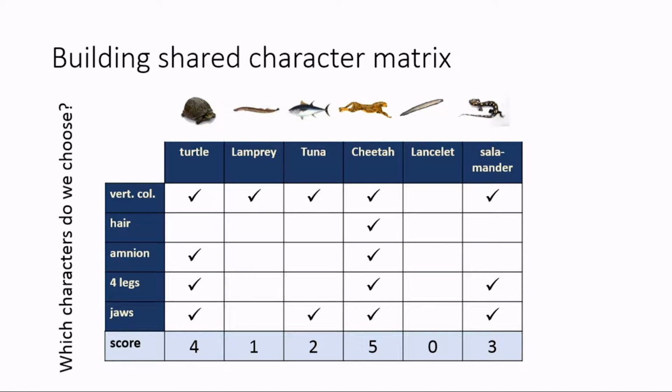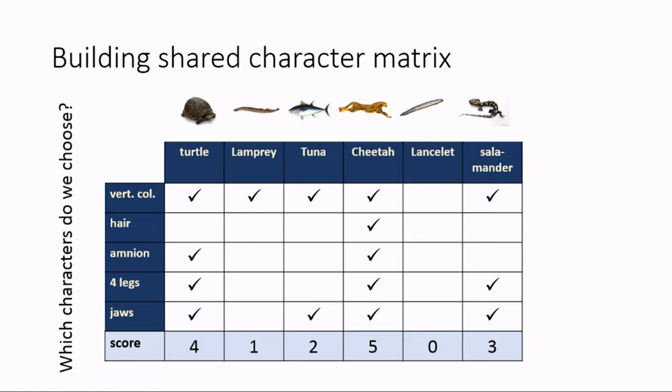And then we score each of our type species examples for the presence or absence of those characters, and we can total up the score. Now, a character matrix like that can be clearly used by other people to reliably identify and distinguish a turtle from a tuna, for example, because of the score against these characters.